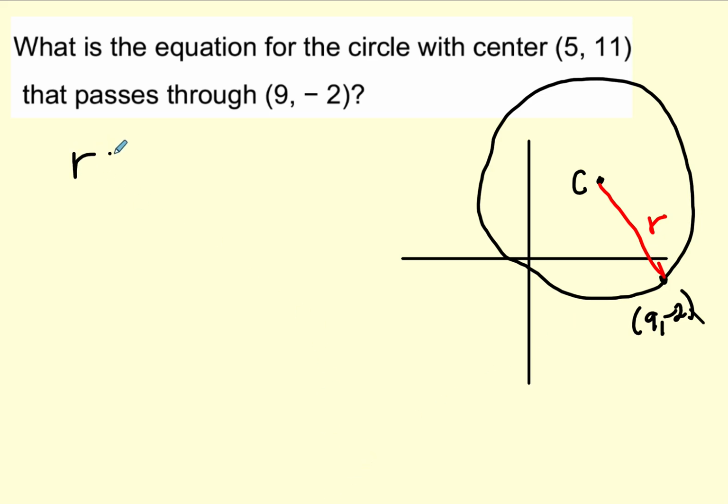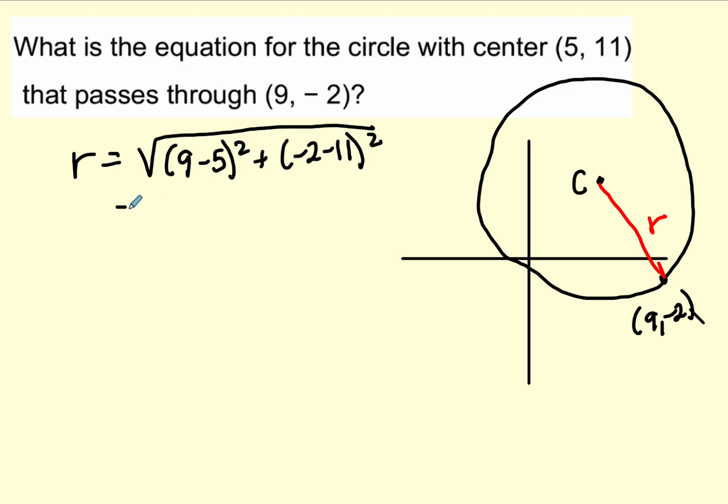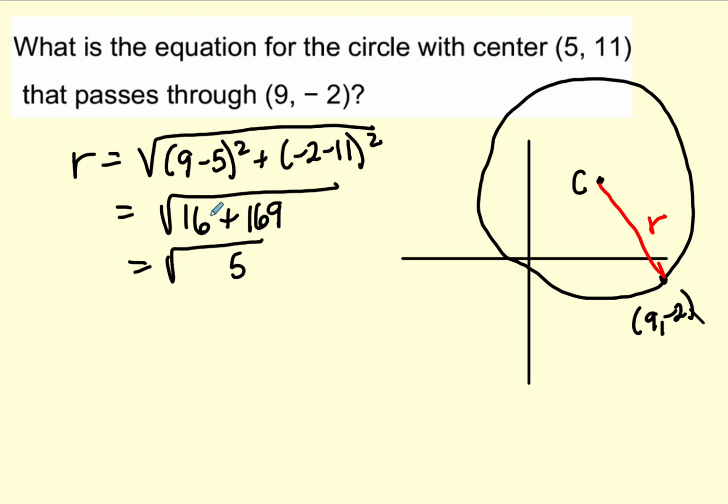So I'm going to find the radius by taking the distance between those 2 points. So 9 take away 5 squared plus -2 take away 11 squared. And that's going to be a 4. 4 squared is 16. This is a -13. 13 squared is 169. So that's root 185. And 185, let's see, 5 times 37. Okay, so we really can't break that up. But we do have a radius.